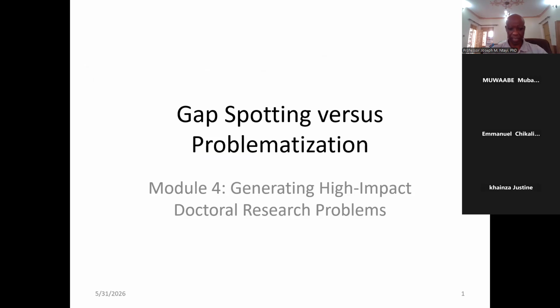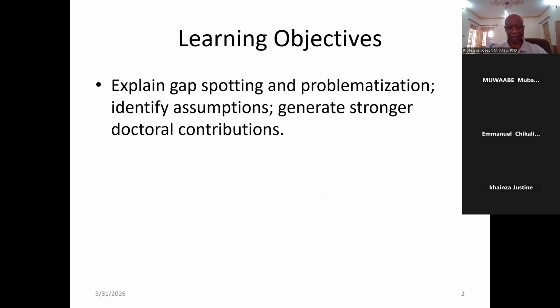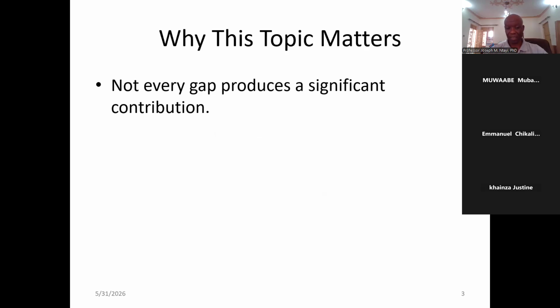So last week we were looking at our fourth module, generating high impact doctoral research problems, centering on gap spotting versus problematization. Just to remind you of a few things we covered last week, I told you that this is an important topic because not every gap that we land on in various reviews is worth our effort, meaning that it may not be worth a significant contribution, and therefore you can actually ignore it, right?